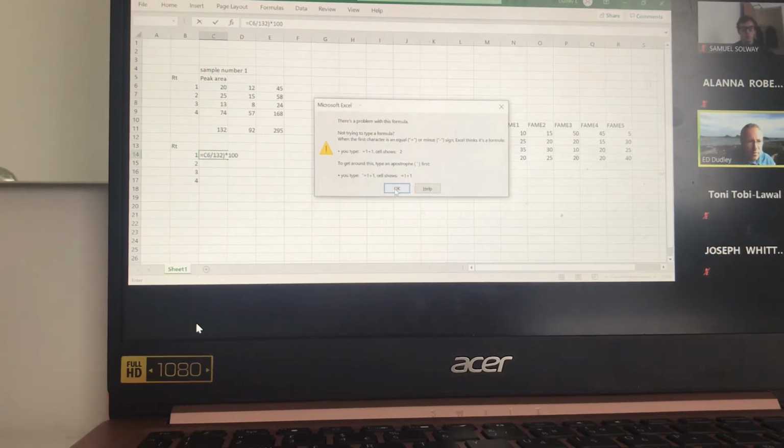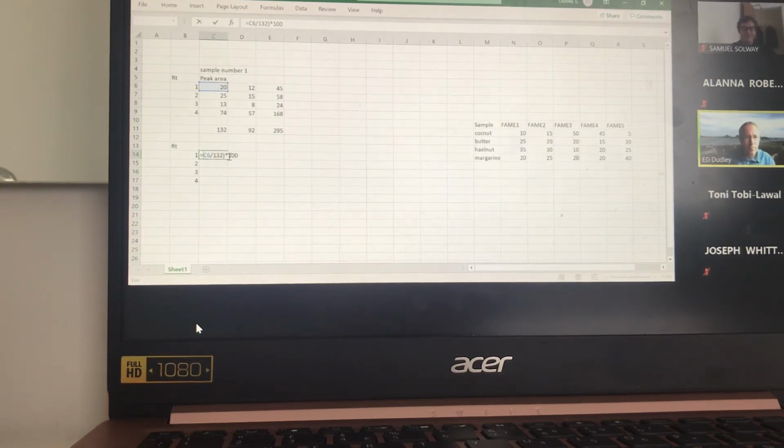Yeah, what don't you like? Put a bracket there.